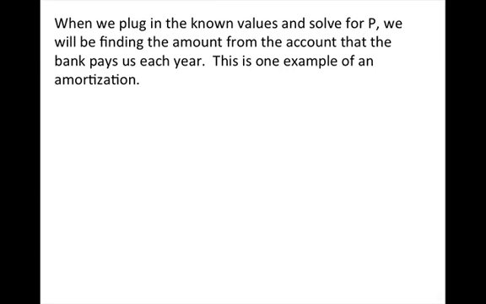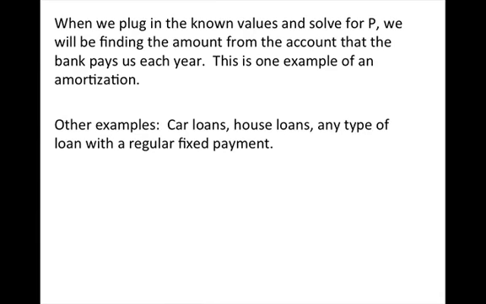Well, when we plug in the known values and solve for P, we're going to be finding the amount from the account that the bank pays us each year, or the amount that we can withdraw each year. This is one example of an amortization. Other examples that we're going to use this formula for are car loans, house loans, or any type of loan with a regular fixed payment.